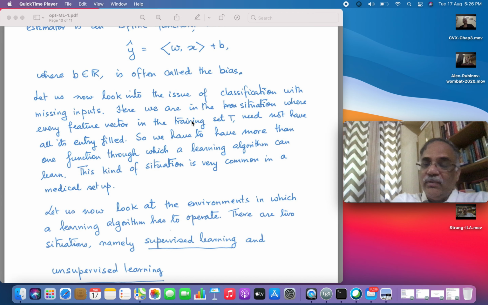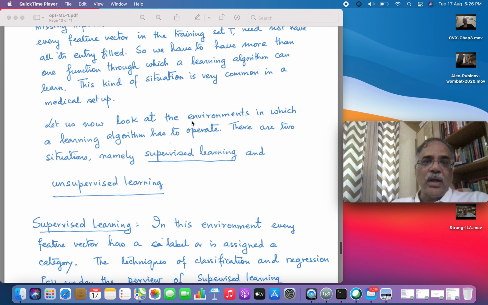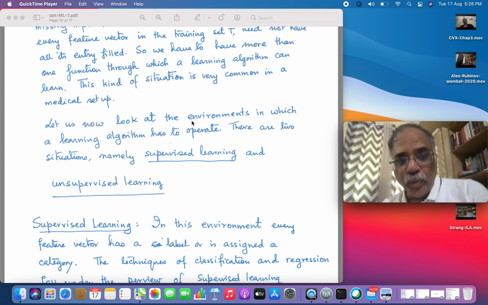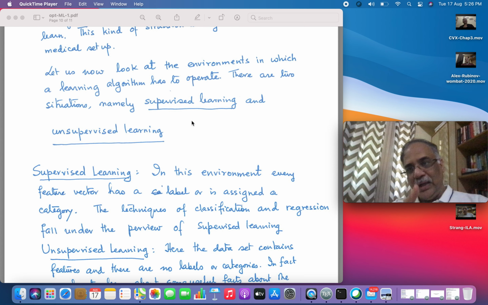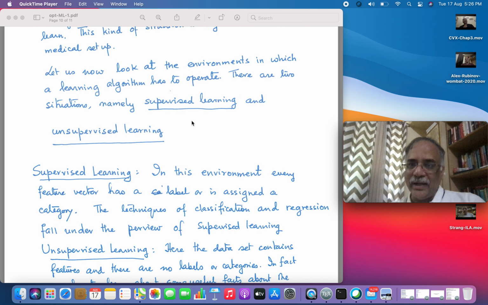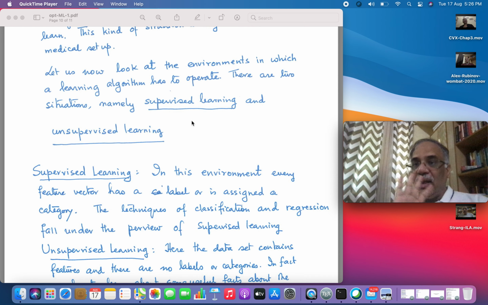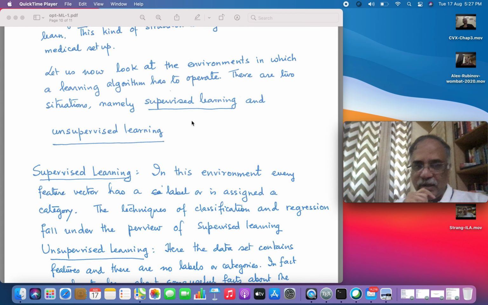Now we'll come to the operational environment of the training algorithm, or the function that you are going to figure out. One is supervised learning and one is unsupervised learning. Supervised learning is the one we just discussed, classification and regression, because there, given a feature vector, there is always a label or a category attached to it. But in unsupervised learning, nothing is known. Sometimes in a medical setup, you have supervised learning but some of the labels of the training set are missing. Then you have to make several different functions to get a better idea about the training set itself. That's a complicated matter, we'll not get into it.